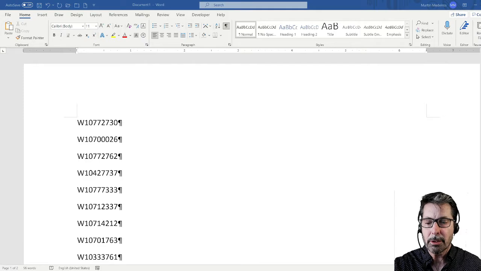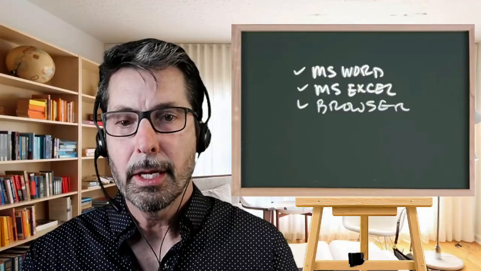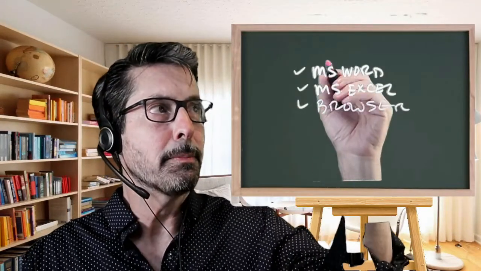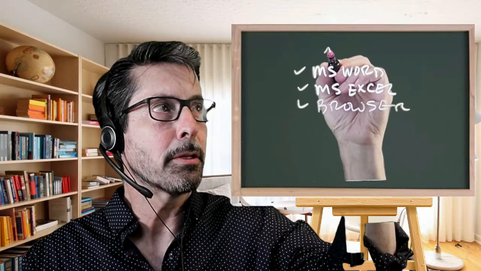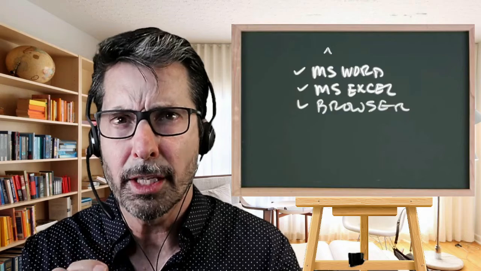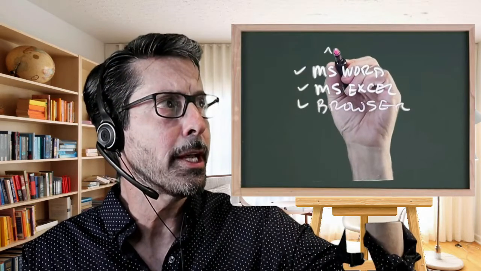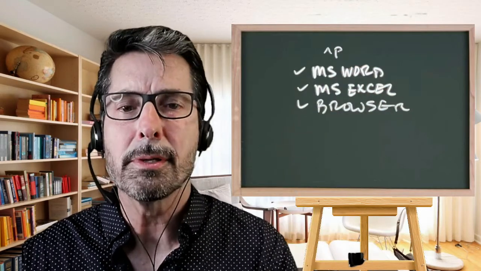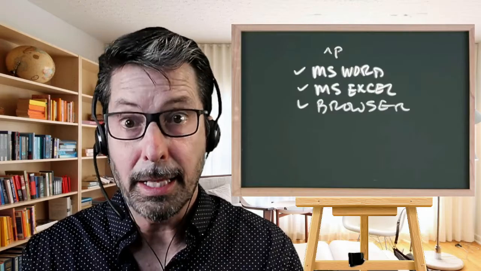So if I go back to my Lightboard, if I use the caret character, you know, that's the character right above the number 6 on your keyboard. Sometimes it's called a caret. If you do caret lowercase p, that will represent the paragraph mark. So that's what we're going to do.